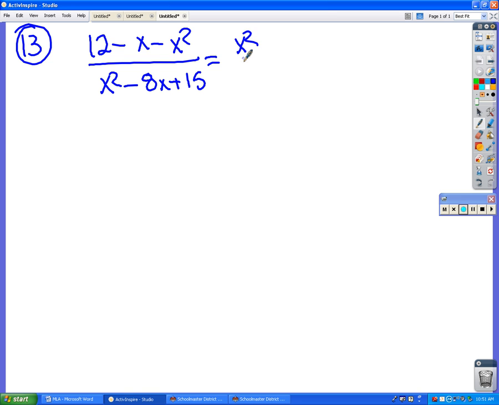So I want this to start with, so it's a negative, right, I want this to start with x squared. But I don't want it to be negative x squared because I don't know how to do any factoring with a negative x squared. So I'm going to change that negative x squared to be a positive x squared. But if I do that, then I have to change this negative x to be a positive x. And I can change the positive 12 to be a negative 12, okay?